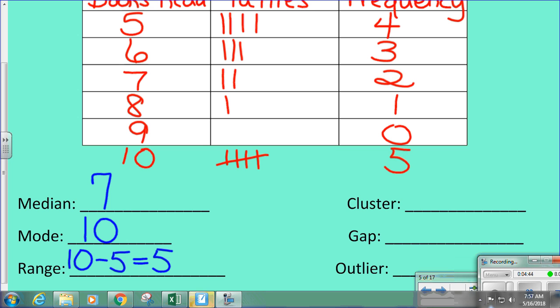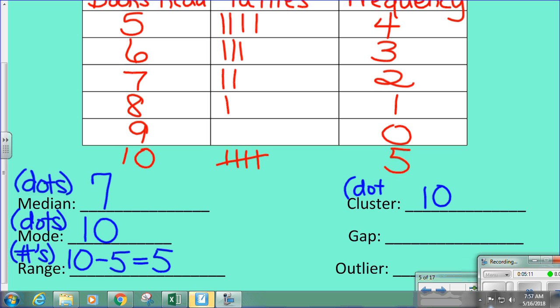Notice how I didn't look at the dots. So the median, I looked at the dots. The mode, I looked at the dots. The range, I looked at the numbers below. I want to put these little helpers there. Cluster, where do you see the most dots? 10. Okay, at 10. So cluster, we're looking for the dots. Are there any gaps? At 9. Again, you're looking at the dots.